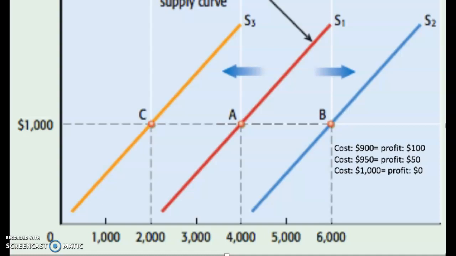All right, everybody, today we're going to talk about something a little bit more challenging. We're going to talk about what can cause a supply curve to shift. The first reason we're going to look at is when a resource price decreases.